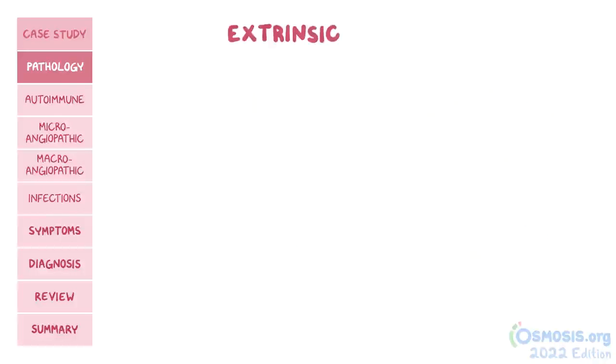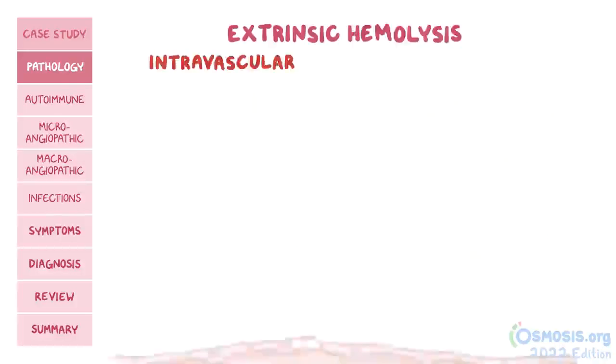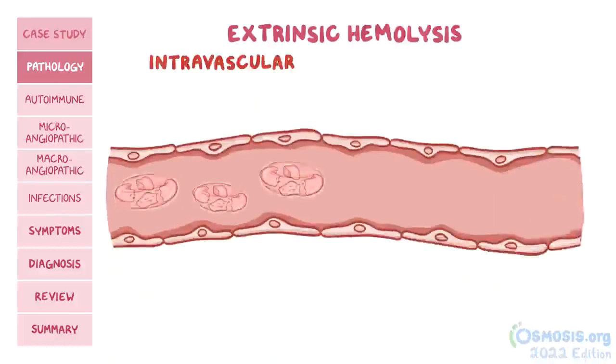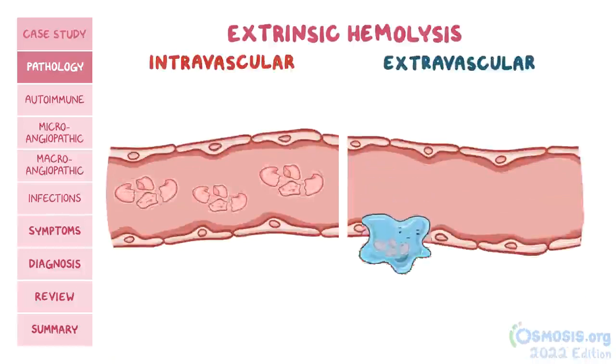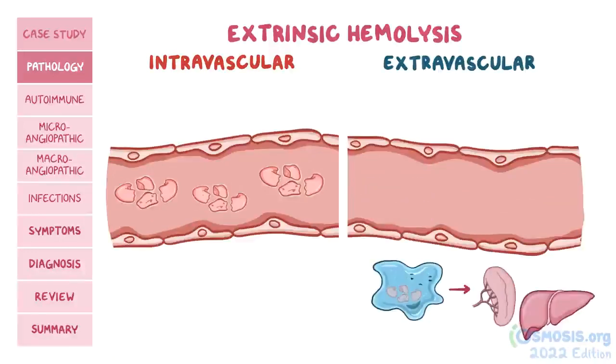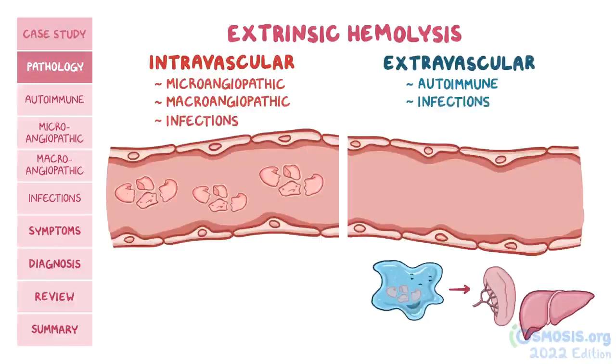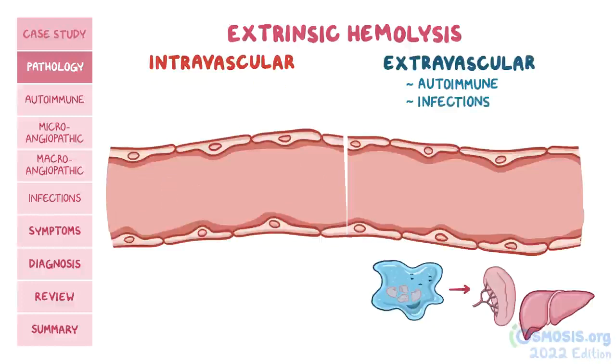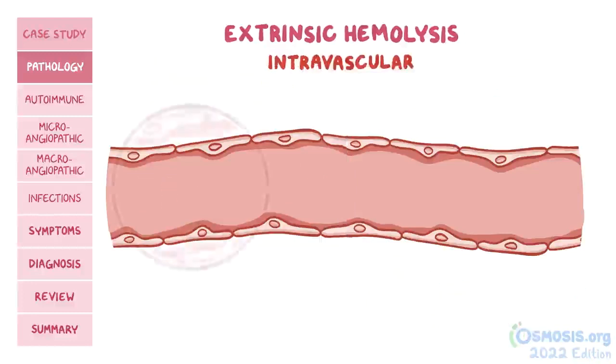Now we can divide extrinsic hemolysis into intravascular, meaning red blood cells are destroyed within the vasculature, or extravascular, meaning that they're removed by macrophages in the spleen and liver. Microangiopathic and macroangiopathic hemolytic anemias are intravascular. Autoimmune hemolytic anemia is usually extravascular, while infections can cause both intravascular and extravascular. There are findings that can help identify the type of hemolysis.